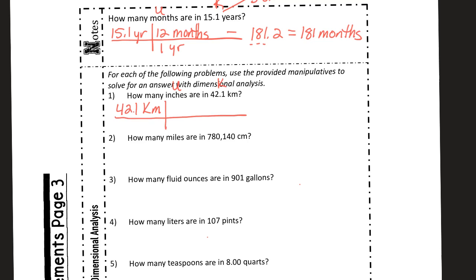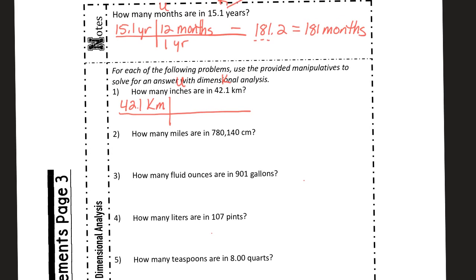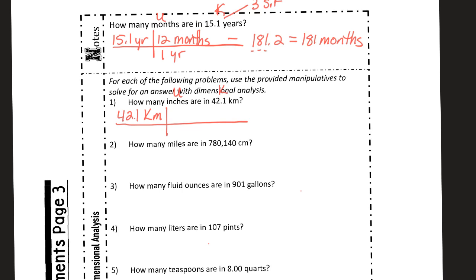There we go. If I have kilometer on the top, I'm going to need kilometer on the bottom. Now, I don't have both of those. So 1 meter is equal to 100 centimeters. Now, and that's where I need to end because that's my unknown.